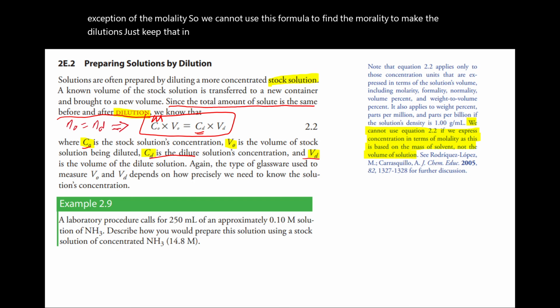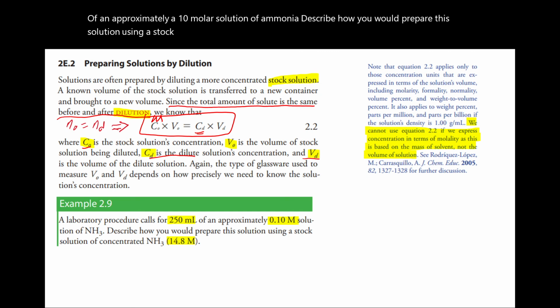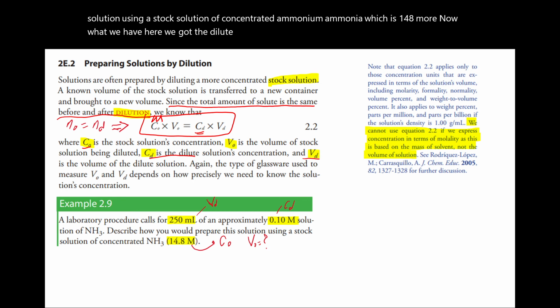So here is a question: a laboratory procedure calls for 250 mils of an approximately 0.10 molar solution of ammonia. Describe how you would prepare this solution using a stock solution of concentrated ammonia, which is 14.8 molar. Now, what we have here, we got the dilute solution volume, 250 milliliters.